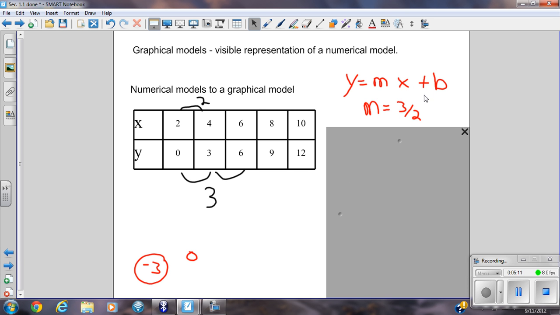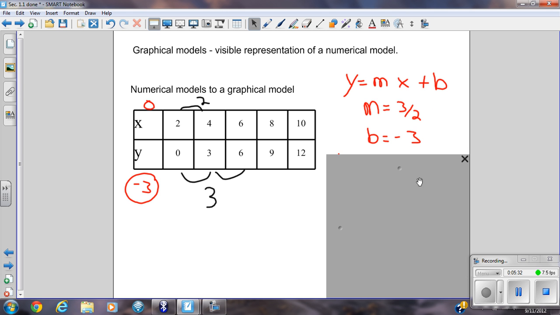The last thing I have to do is figure out what my y-intercept is. The y-intercept is where x equals 0, so if I work backwards here, I will see that this is 0 if I would work backwards, and this would be -3. So when x equals 0, the y-intercept is -3, which is what I found there. If I put that into the equation, I can find my solution there.